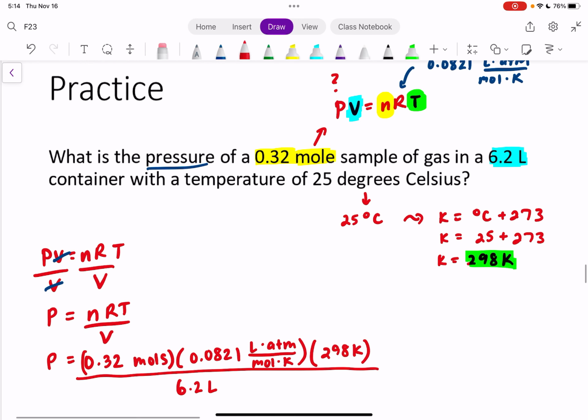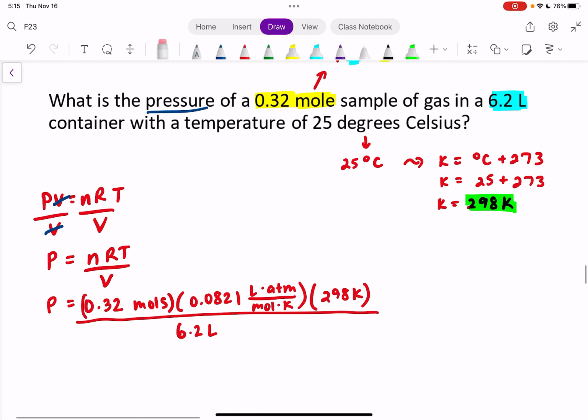Now, I do want to say sometimes in some problems, especially in your textbook too, they'll give you that volume in milliliters. So you do need to convert to liters first. Why? Well, your gas constant is given to you in liters times atmospheres over moles times Kelvin. So in order to cancel out those liters and compare apples to apples, you got to have them in the right units. So you got to have them in liters. But that's okay. You know how to convert from milliliters to liters, right?